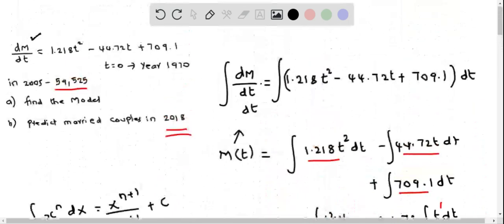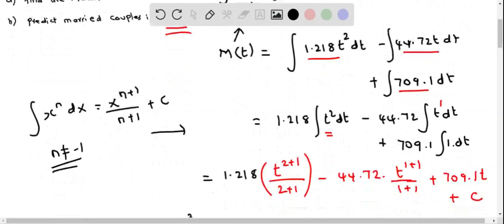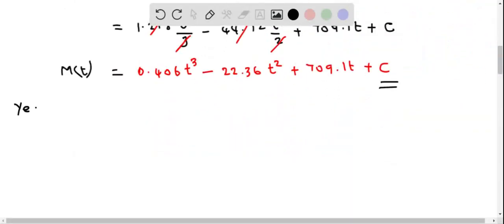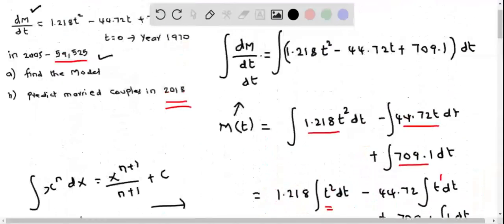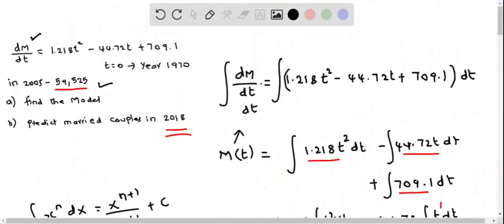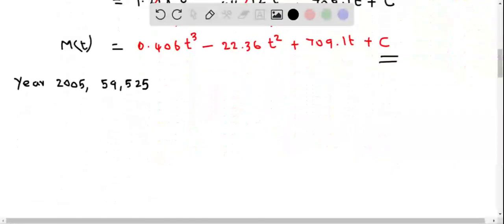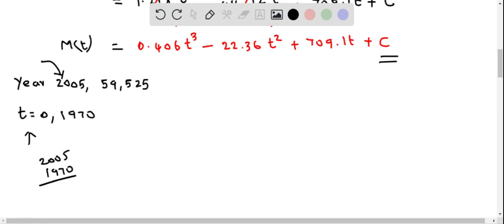For that we will utilize the other information given in this question, that is, in year 2005 the number of married couples is 59,525. So let me put it over here. In year 2005 it is 59,525. Which means we have to convert this year into the number of years since 1970, because we know that the year 1970 is represented by t equal to 0. So we have to find the corresponding t for the year 2005, which means we have to calculate the number of years from 1970 to 2005. When you do the subtraction, we get 35.